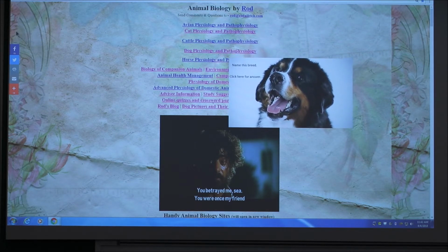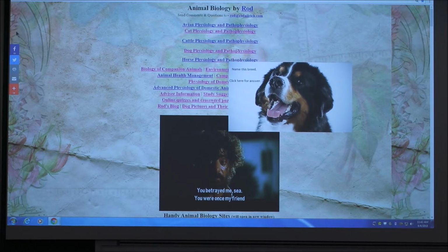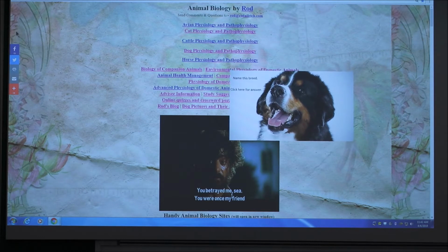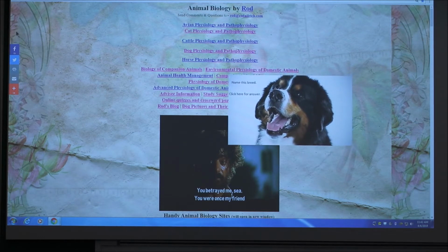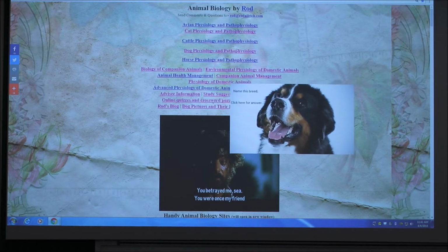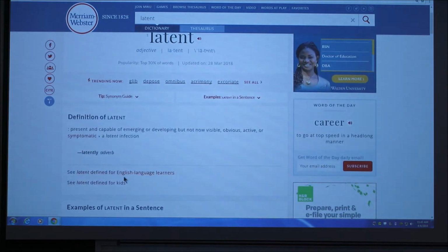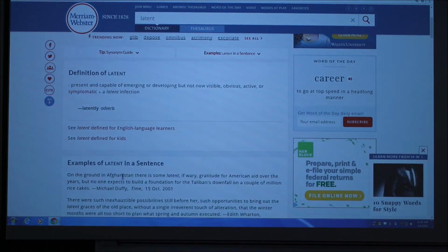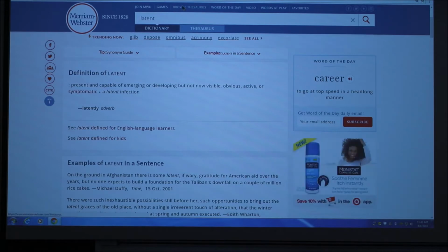Here's a new concept. Insensible heat transfer mechanisms, you know those two, can also be called latent heat transfer mechanisms. And I'll show you the definition of latent, L-A-T-E-N-T, because these online dictionaries are incredible. And here it is, latent: present and capable of emerging or developing, but not now visible or obvious. So, latent heat transfer. Okay, so I want to get that out of the way.